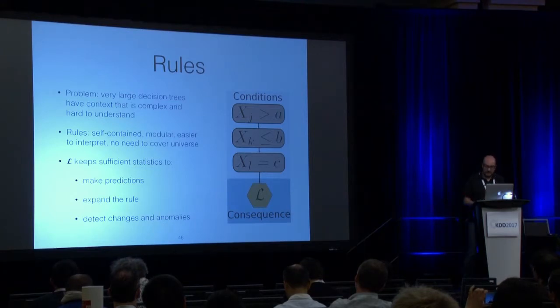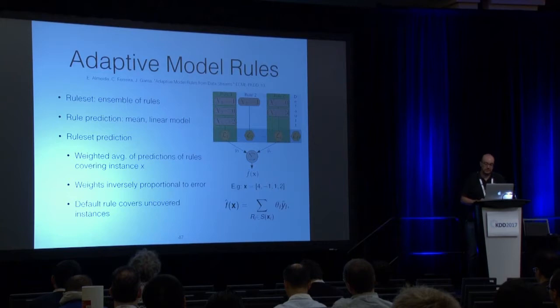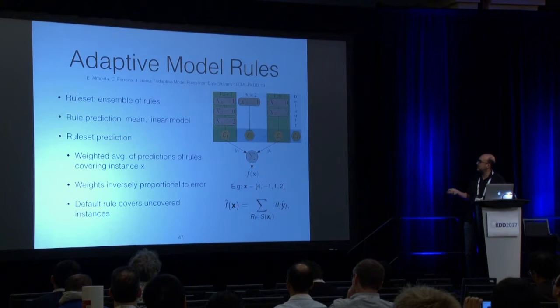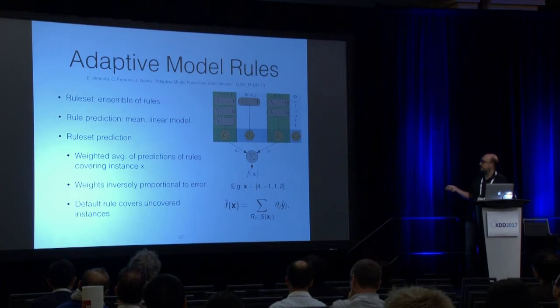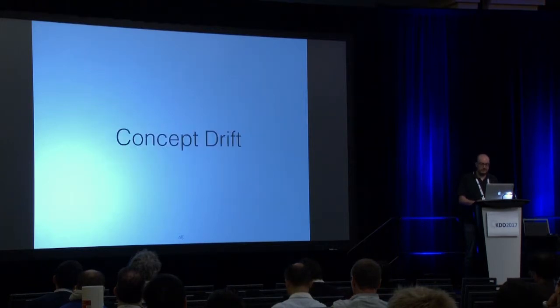The way these rules work is that we start with a default rule, and from this default rule, we start creating new rules. We also do that based on the Hoeffding bound. So we continue growing this set of rules, and when we want to make a prediction, we use the combination of all the rules that cover this instance. So it's a very good method also to do regression, similar to using trees.